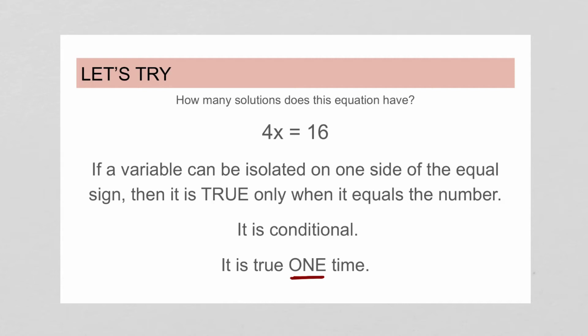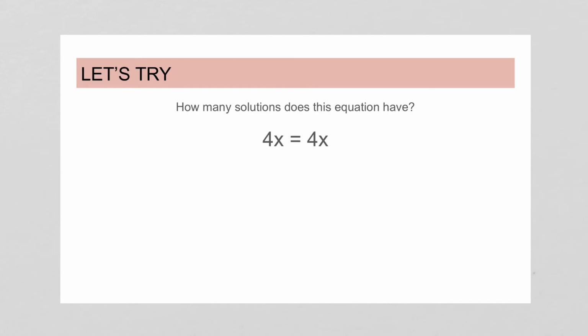Well, let's take a minute and look at another situation. How many solutions does this equation have? 4x equals 4x. So take a minute and try to work that out. Remember our goal. Let's write that down. What is our goal? It is to solve. We want one copy of x on one side of the equal sign. So let's take a minute and try to do that.